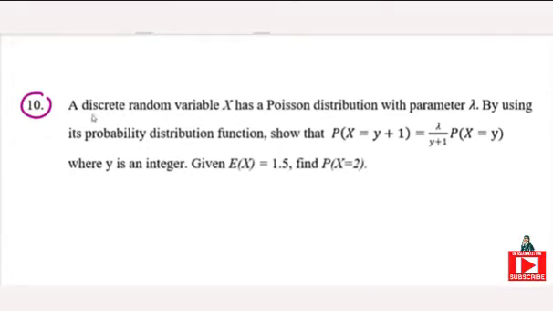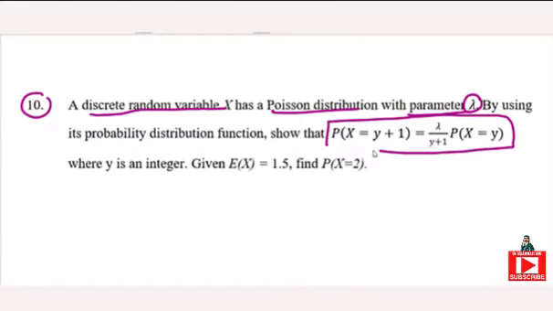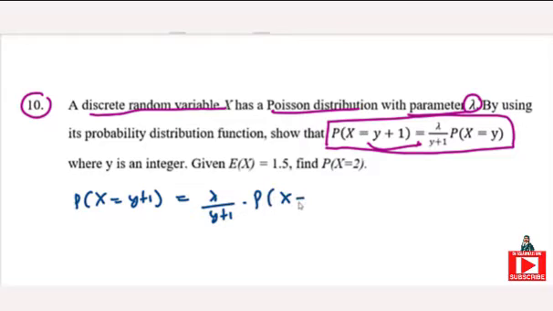Number 10. Discrete random variable x has Poisson distribution with parameter lambda. Using the probability distribution function, show that this term. So what we want to show means that from left, show right. Okay, our aim is to show P(X = y + 1) is equal to lambda over y + 1 times P(X = y), y an integer. Given this is the second task. Given expectation of x is equal to 1.5, find the probability x is equal to 2.